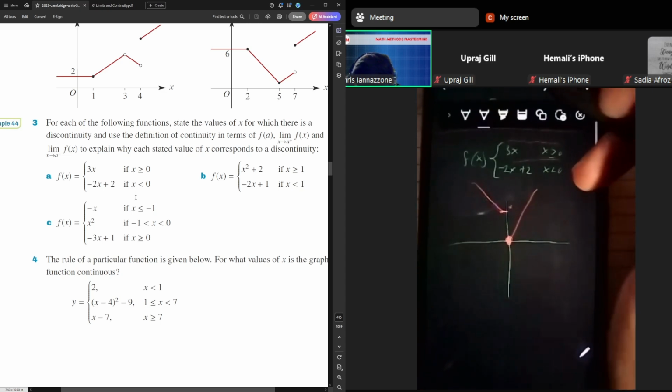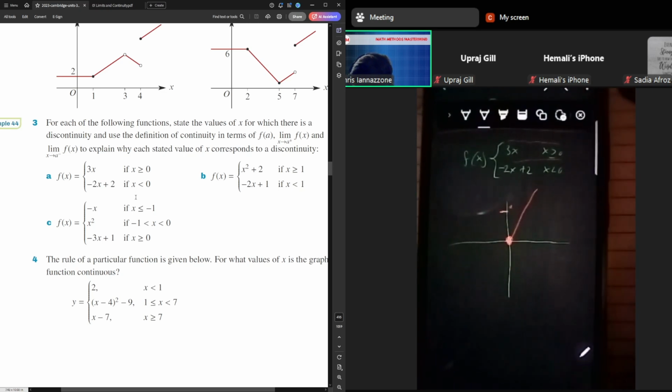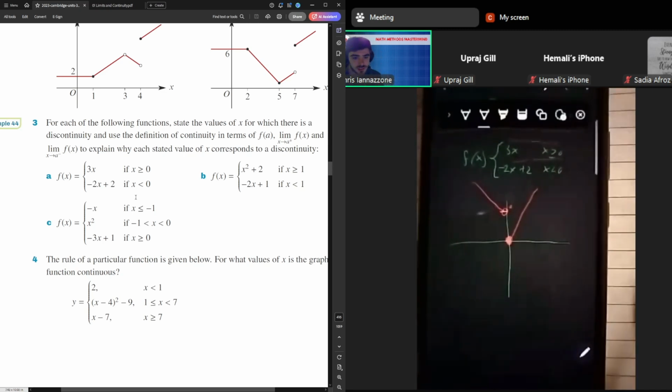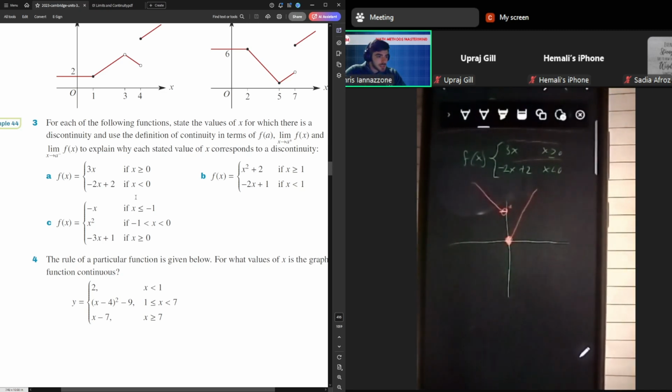I don't know why I made it thicker. It would end up looking something like that. And this would be an open circle because, well, non-inclusive inequality. All right, now that we have our function, what's wrong with it? Where is it discontinuous and why?